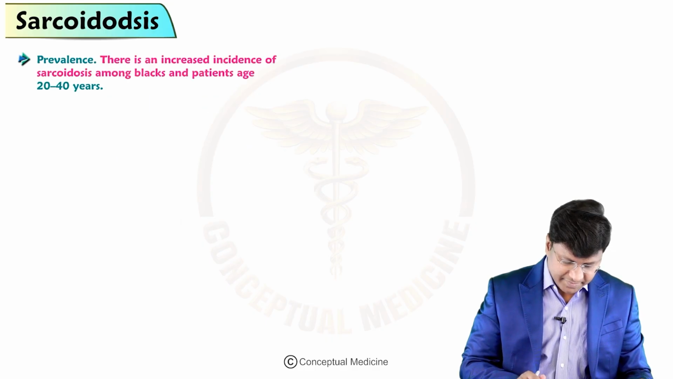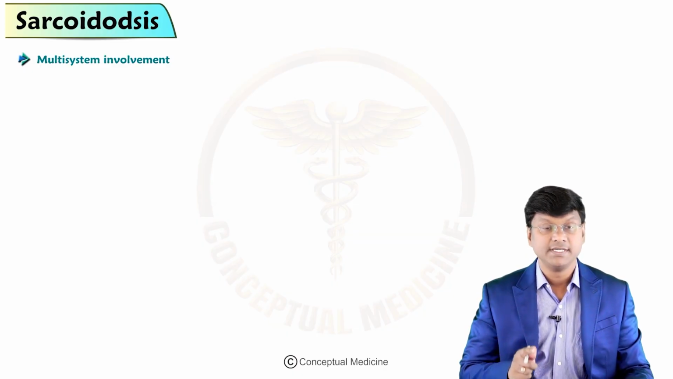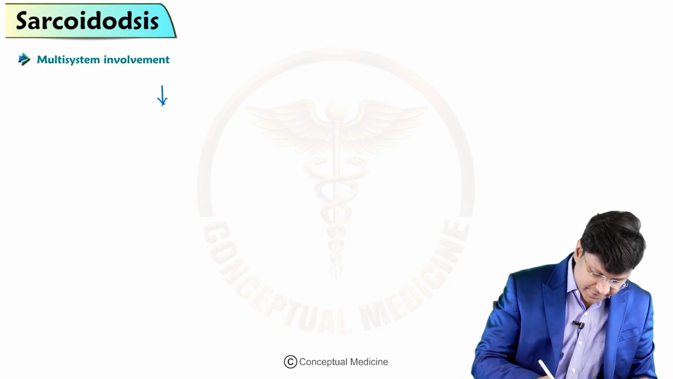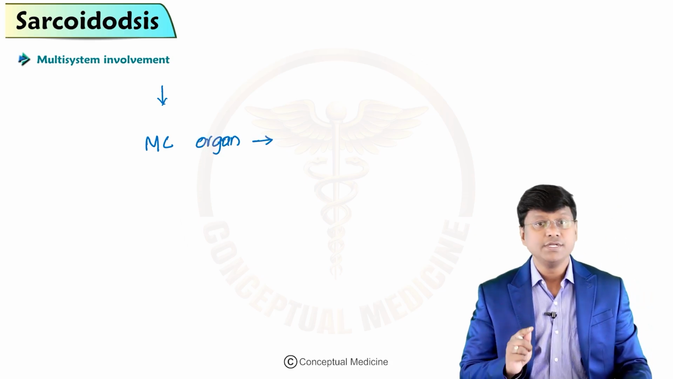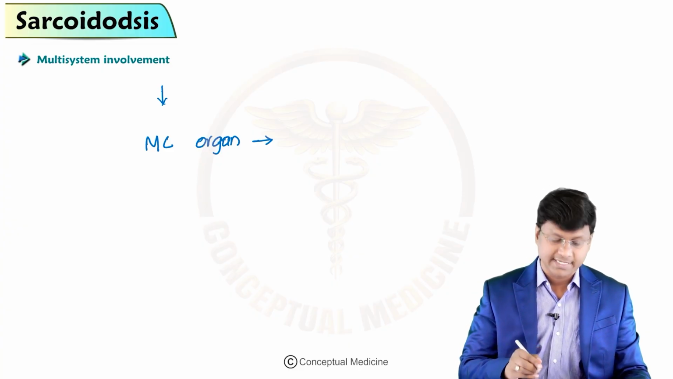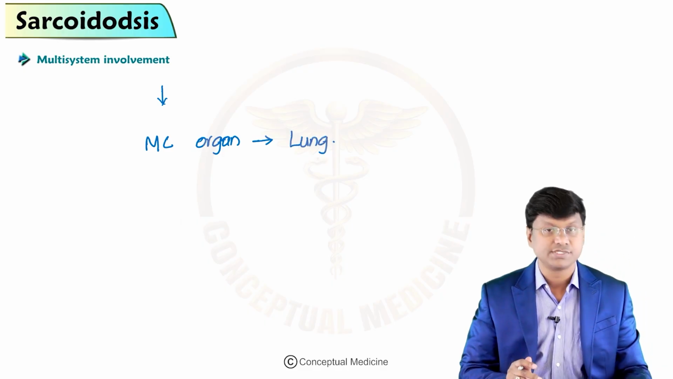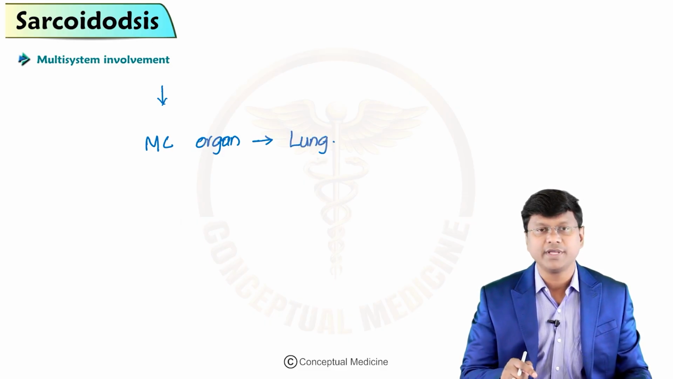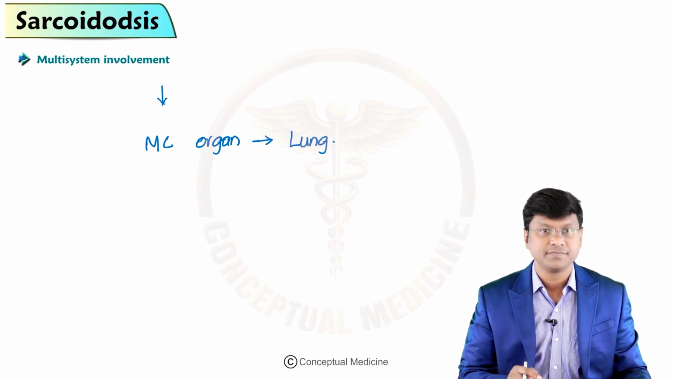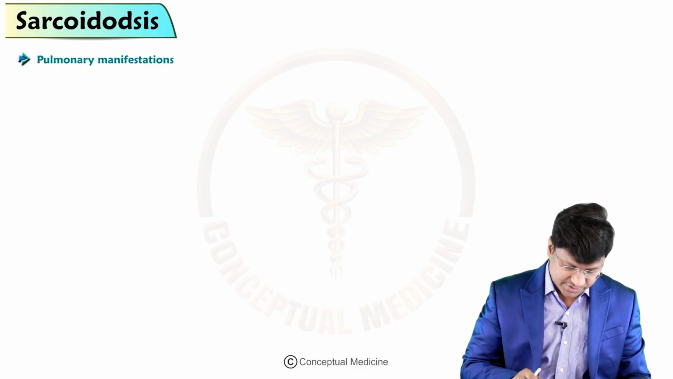I have told you in the beginning itself that sarcoidosis is a disorder with multisystem involvement. And you should know this very important multiple choice question: the most common organ involved in sarcoidosis is the lung. Within the lung, you have the inflammatory reaction, that is non-caseating granuloma, along with bilateral lymphadenopathy.